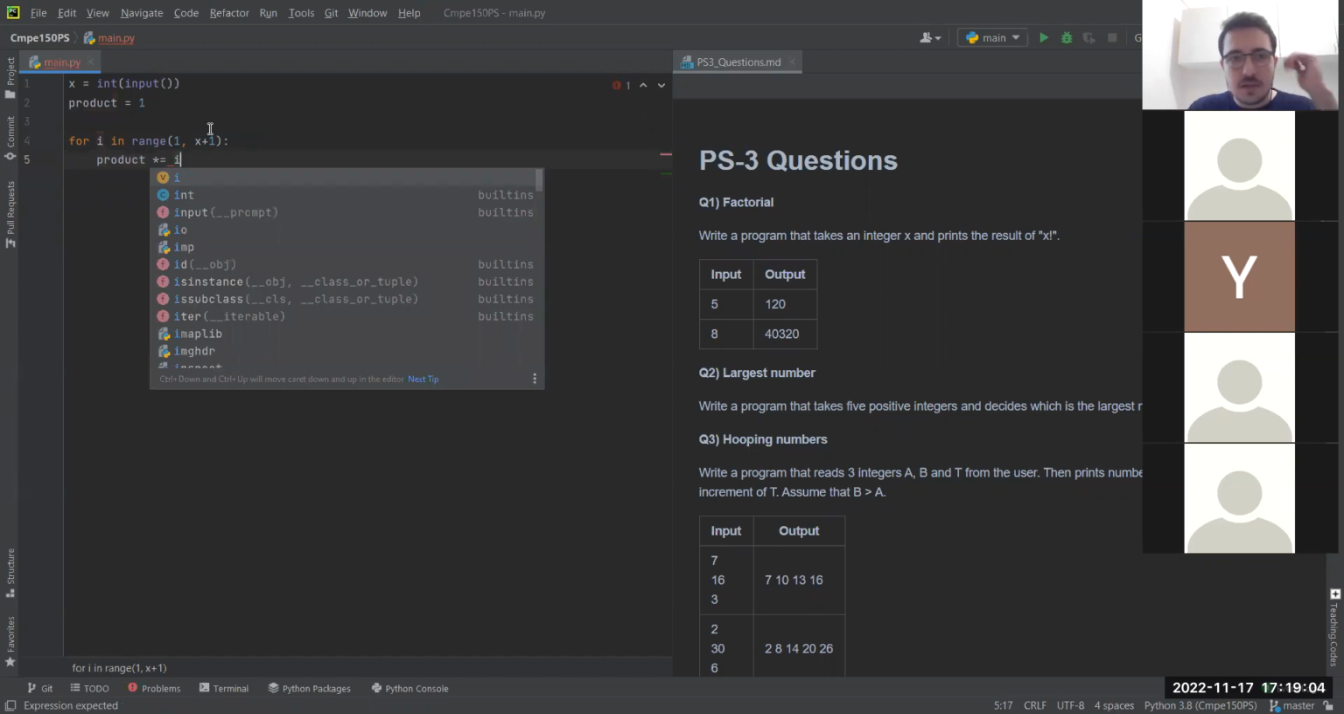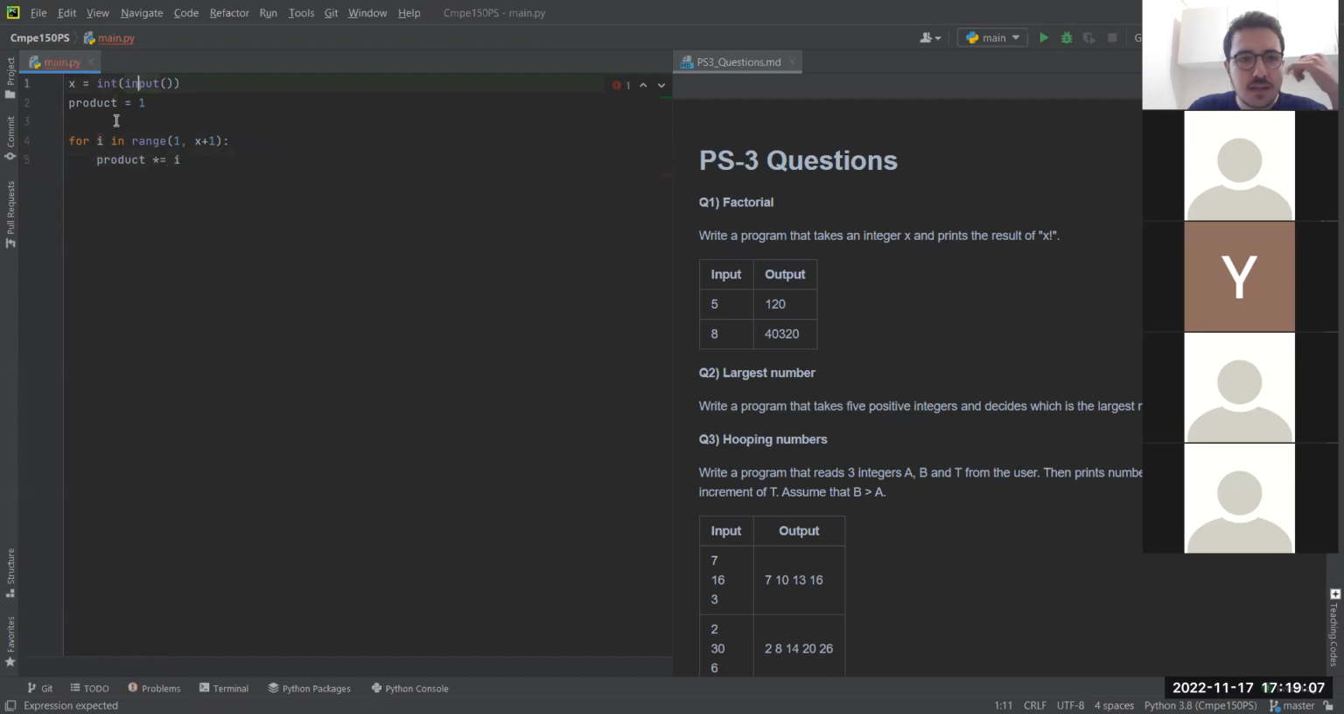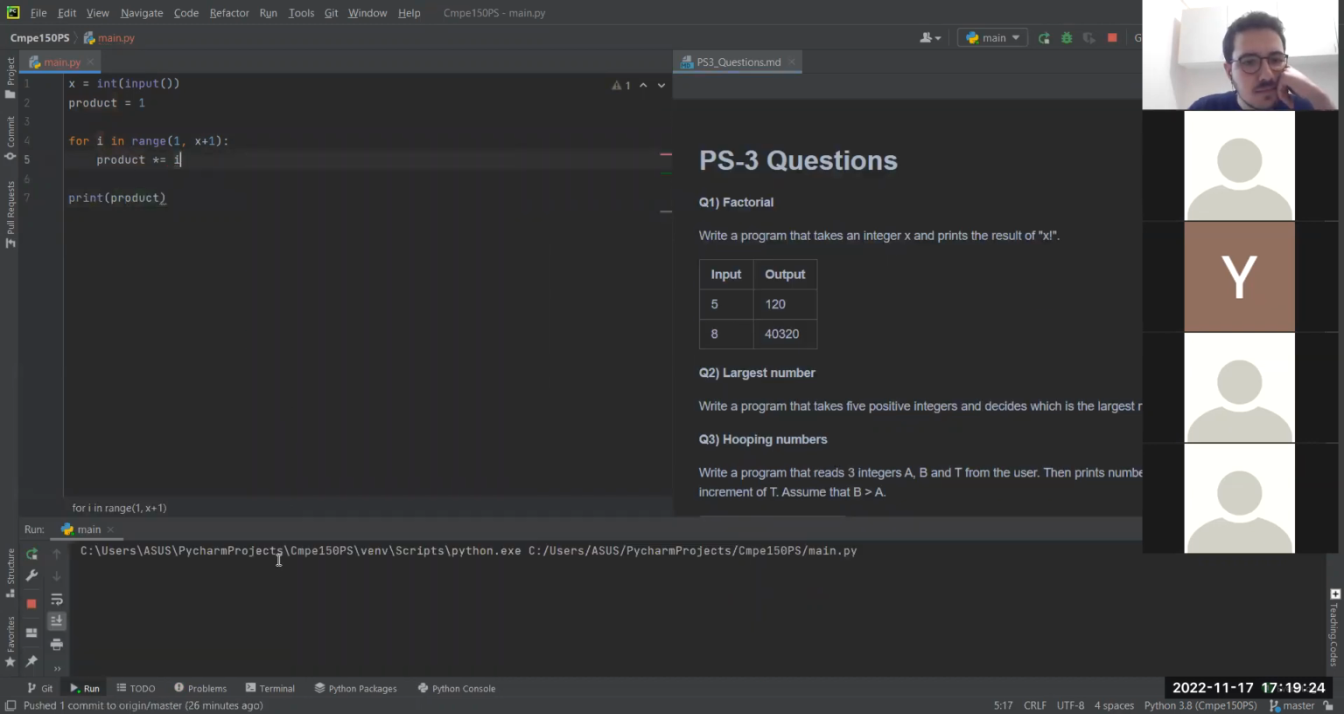So we can, for example, take 4 and it begins with 1, 1, and then we take 2. It makes 2, and then we take 3, it makes 6. It goes like that. And finally, we can print our last product value. So we can test it. I'm writing 5, and it gives me 120, and I'm writing 8, and it gives this correct output. If you have any questions, please ask right now. You can interrupt me for your questions.